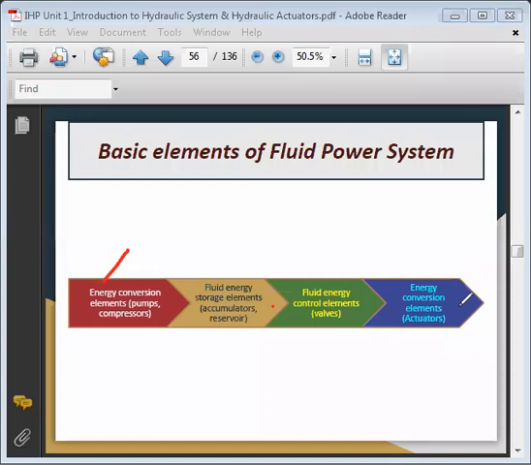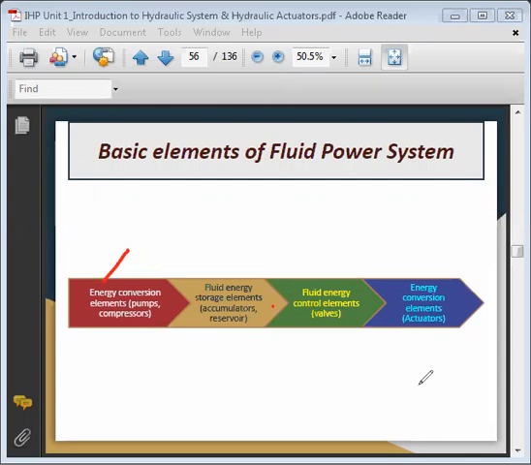Then we need another element, the fluid energy storage element. To store the energy, we need an element, for that purpose a reservoir, or one more name it is given, an accumulator. So the accumulator is the fluid energy storage element. Please remember this point: pump or compressor does the conversion of mechanical energy into hydraulic energy, and the accumulator stores the fluid energy.